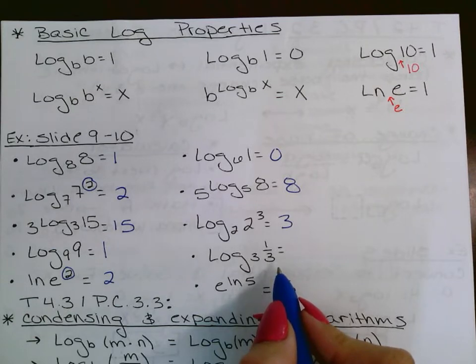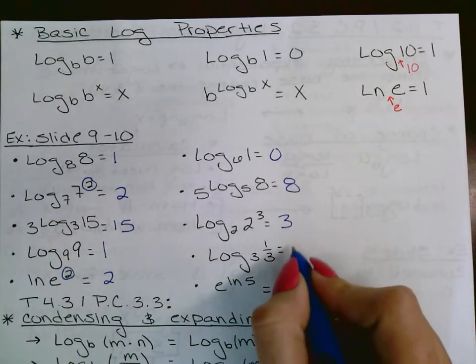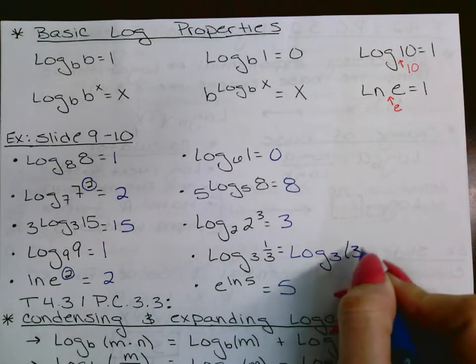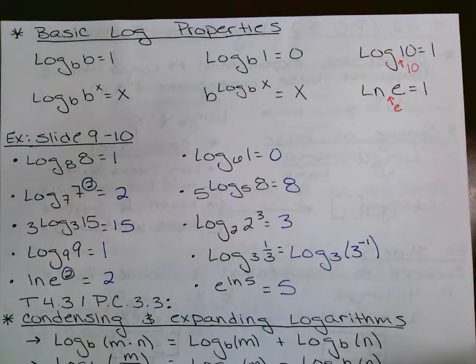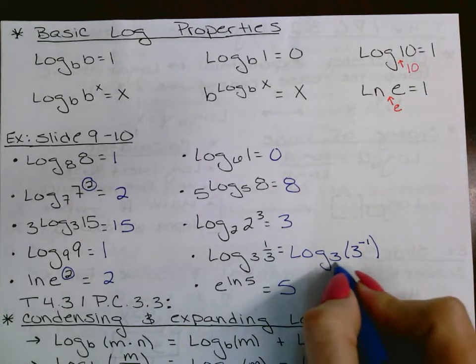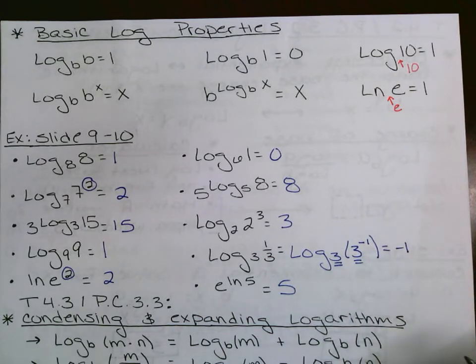And who has this answer? Who else got -1? It is -1, and here's why. 1 over 3 is the same thing as saying 3 to the -1st power. Remember that? How I can bring that up with a negative exponent. So now my bases are the same. So my answer is just -1. Good job.